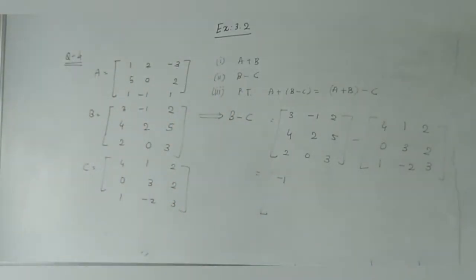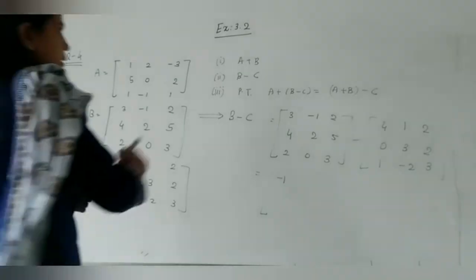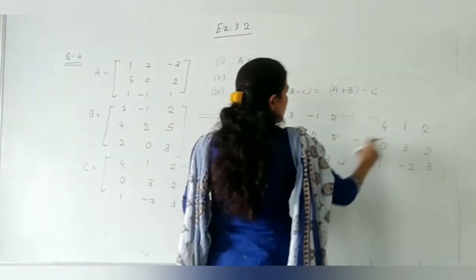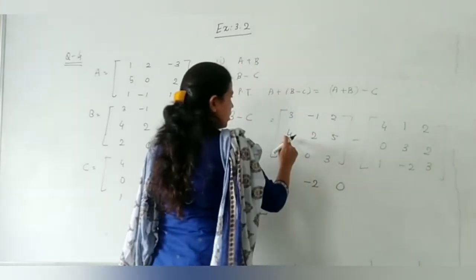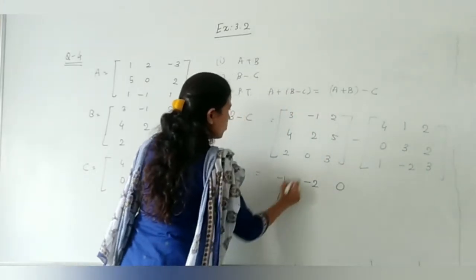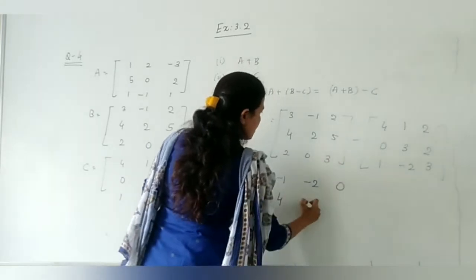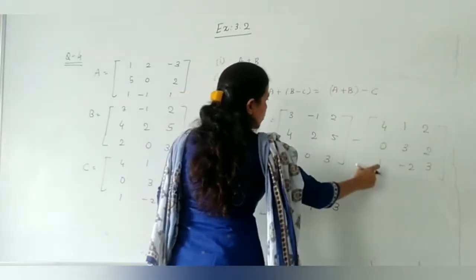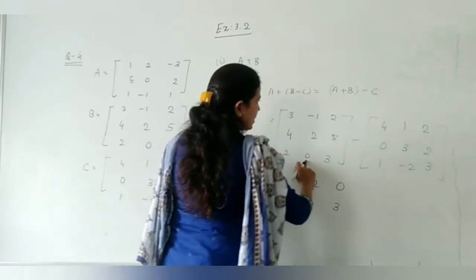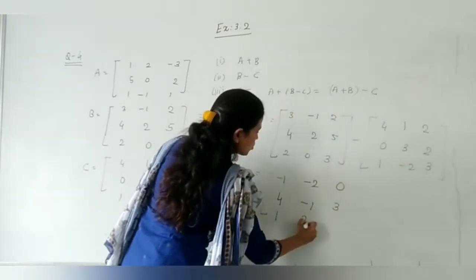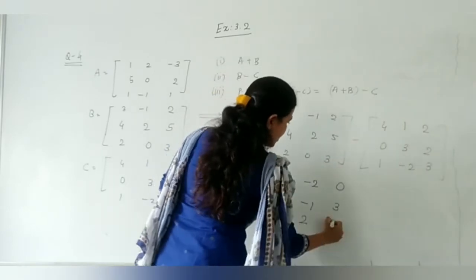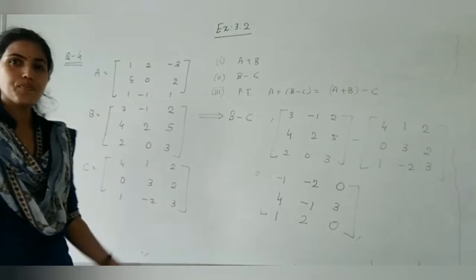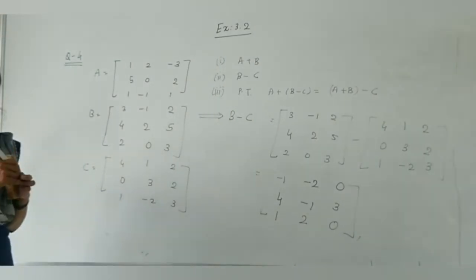Minus 1 minus 1, second element, so it is minus 2. 2 minus 2, so 0. 4 minus 0, 4. 2 minus 3, minus 1. 5 minus 2, 3. Then 2 minus 1, so 1. 0 minus minus 2, so plus 2. And 3 minus 3, so it is 0. So this is B minus C. Done. So second part is also solved.